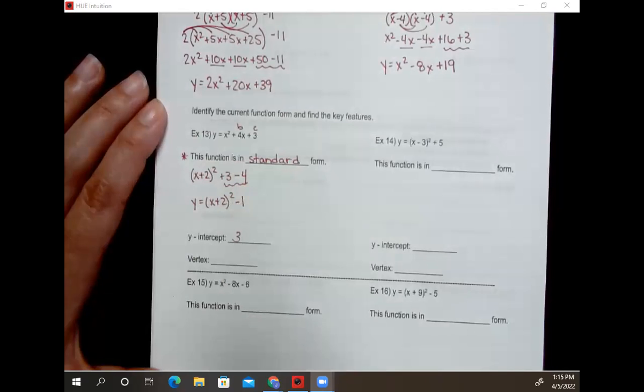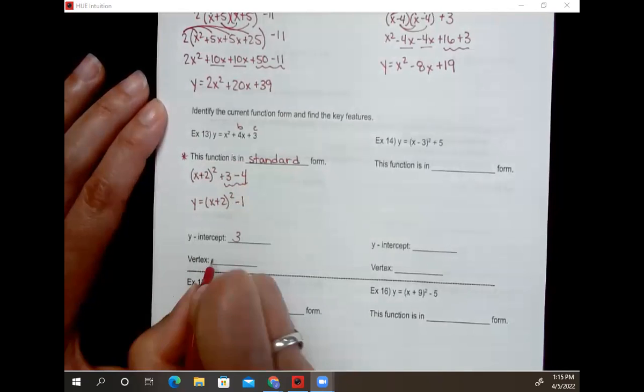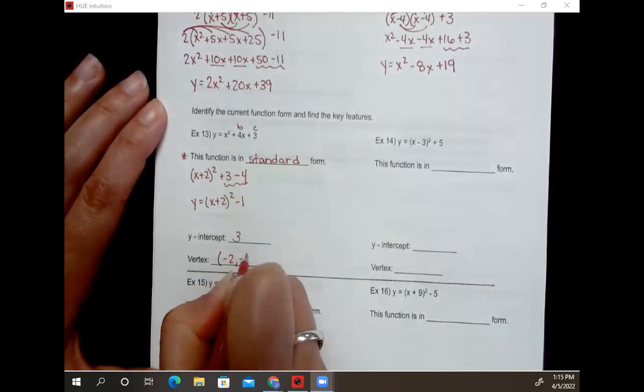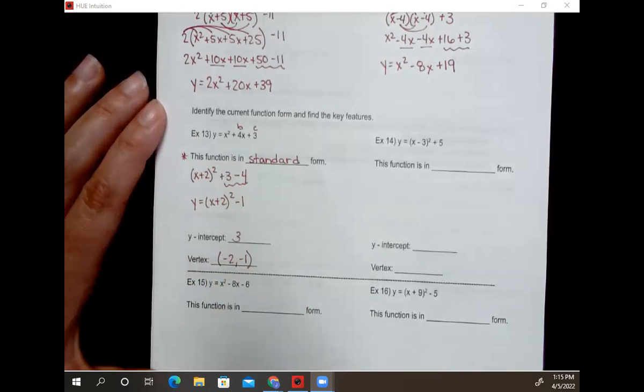Now I've got vertex form, so we can identify the vertex. What's the vertex for this function? -2, -1. Very good. Questions for me on 13? Okay, let's take a look at 14.